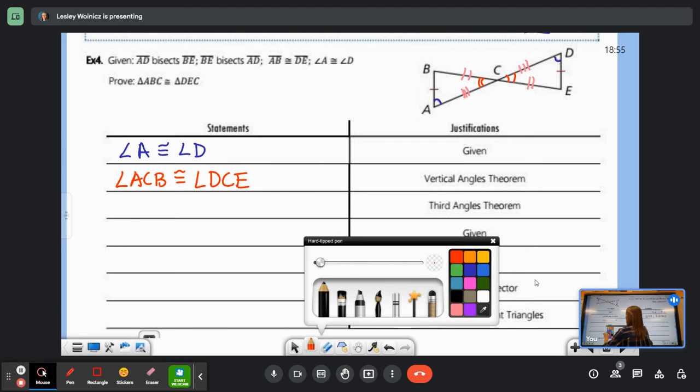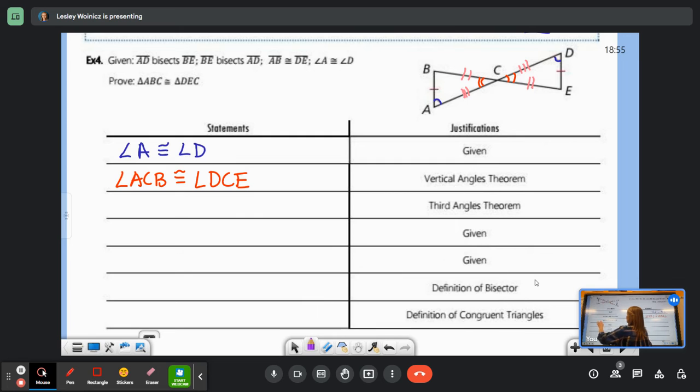Okay, now let's go and get our third pair of angles congruent. Okay, we've got angle B congruent to angle E by the third angles theorem. Thank you, third angles theorem. All right, next we've got some more given information. So we got to work on the sides. We've got all of our angles congruent. Oh, I didn't tell you this. I'm sick and I don't feel good, so my brain is not working very well.